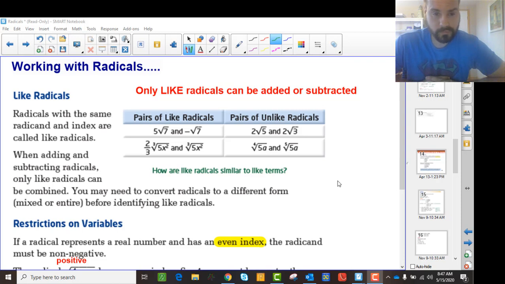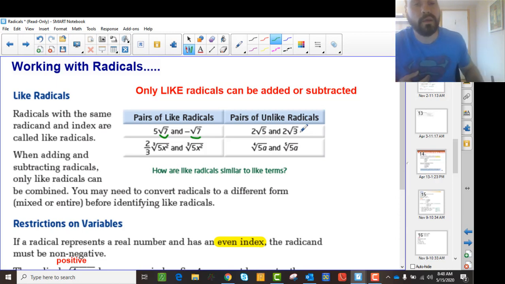Well, radicals that are like radicals have the same stuff inside the radical. In other words, the radicands are the same, and it has the same index. You can look at the little chart there, but pairs of like radicals are things like 5 root 7 and minus root 7, because the square root of 7 is the same in both, so you can add those together. However, 2 root 5 and 2 root 3, you can't add together. They're not like radicals, because it's root 5 and it's root 3. Here the radicand is the same, so you're allowed to put them together. Here the radicand is the same, but the root, the index, is different. So they're not like radicals.